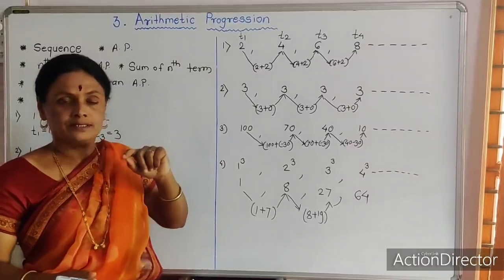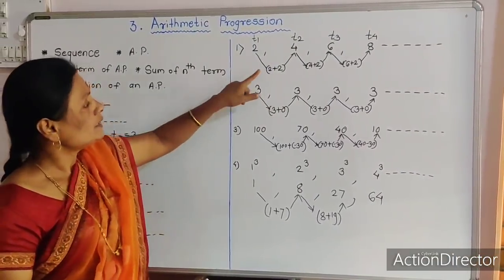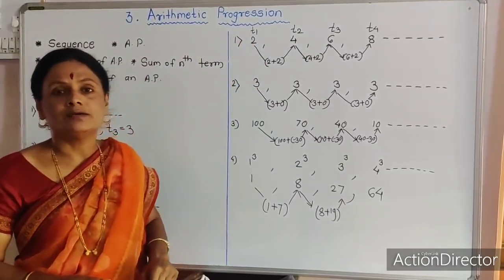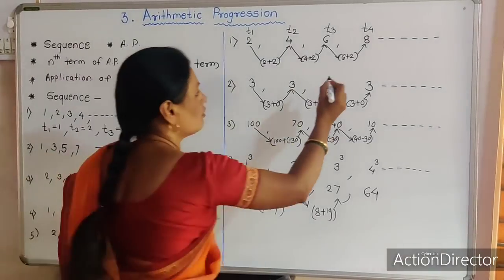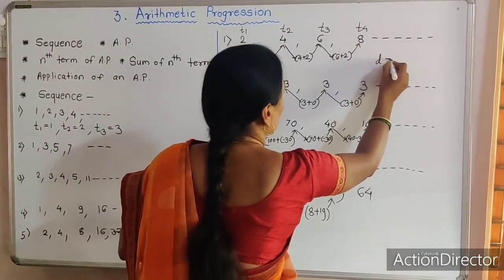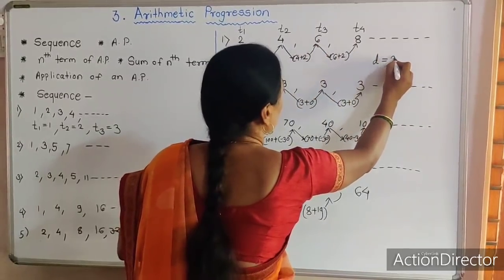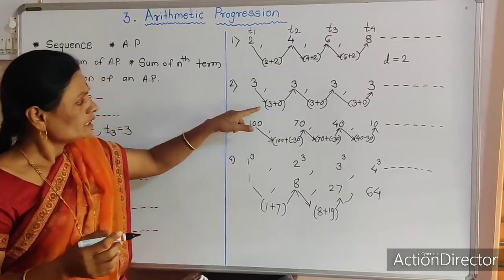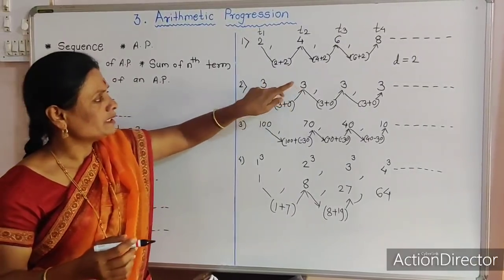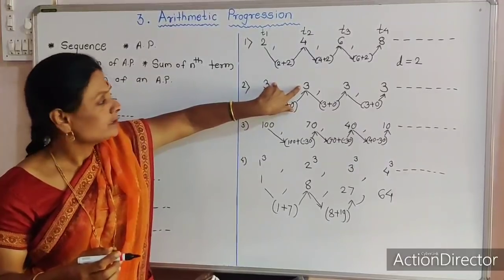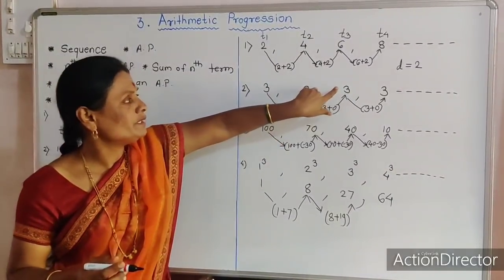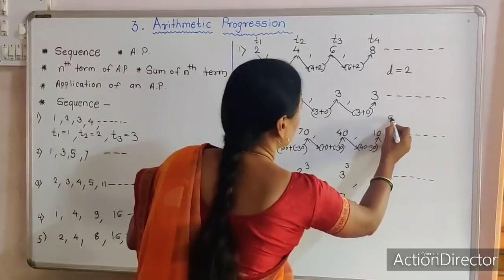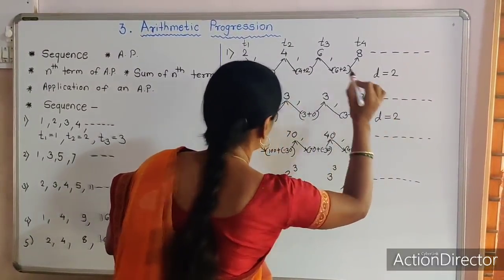Therefore, that difference is called the constant difference, and this difference is called the common difference D. Common difference D, and here D is 2. Here also there is a common difference, that is the difference between two terms is 0. The difference between these two terms is 0, and common difference D is equal to 2.